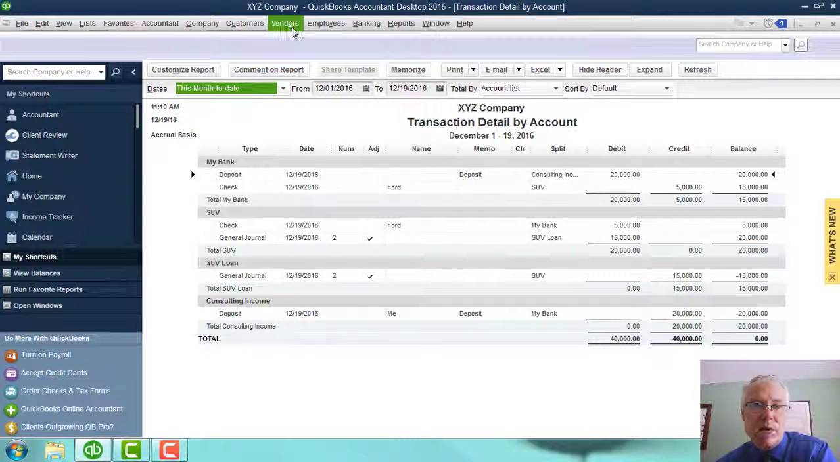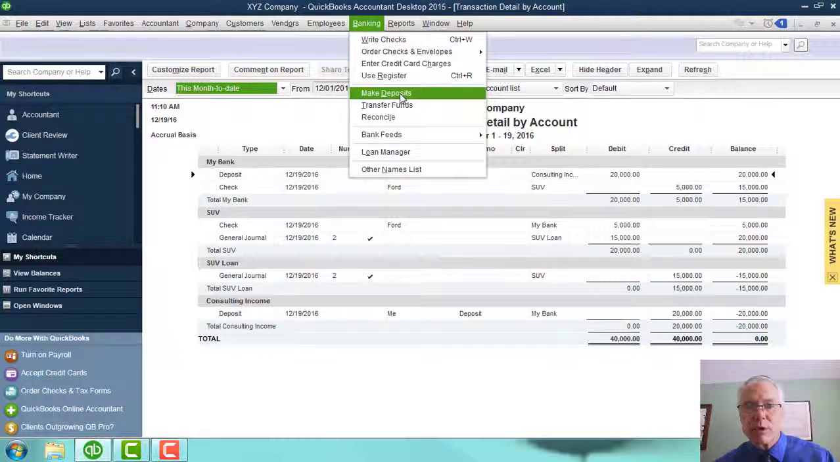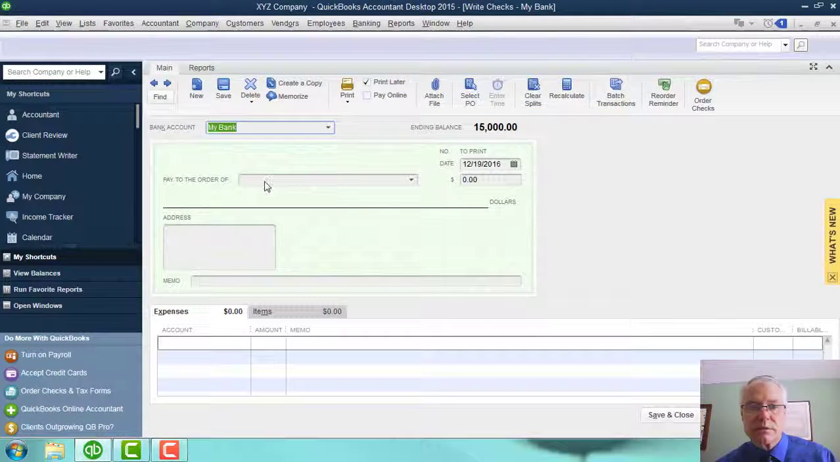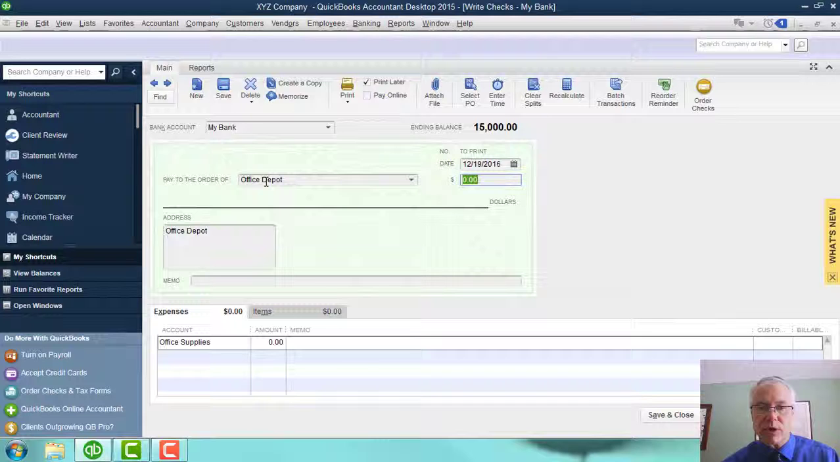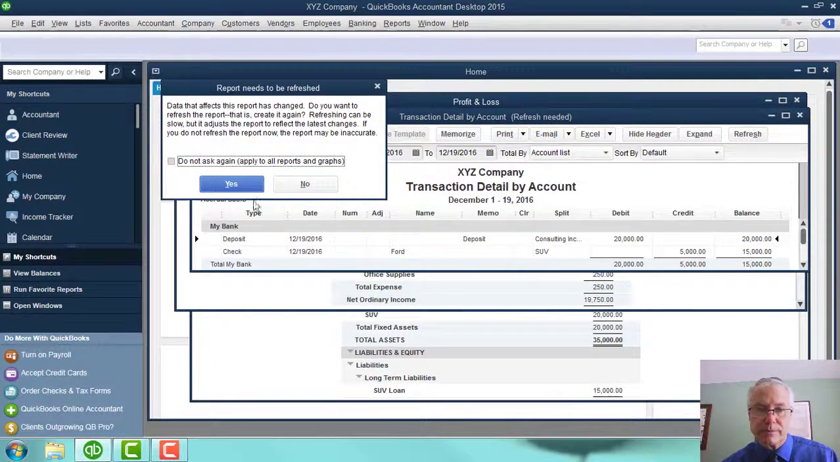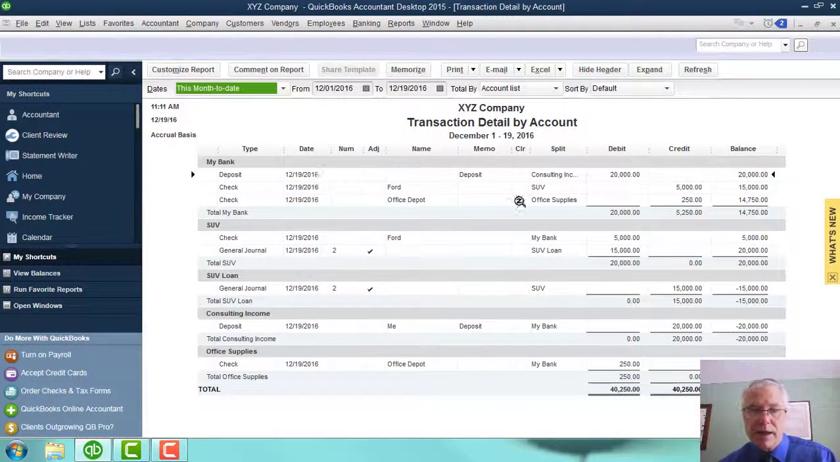Okay, so now we're going to write another check. We bought some office supplies. So Office Depot, $250. Hit it to Office Supplies. Save and close. Refresh your journal ledger. And now you can see here's your $20,000 deposit. There's your $5,000 truck payment or down payment. There's your $250 office supplies. There's your truck for $20,000. There's your loan for $15,000. Your income and your expense.